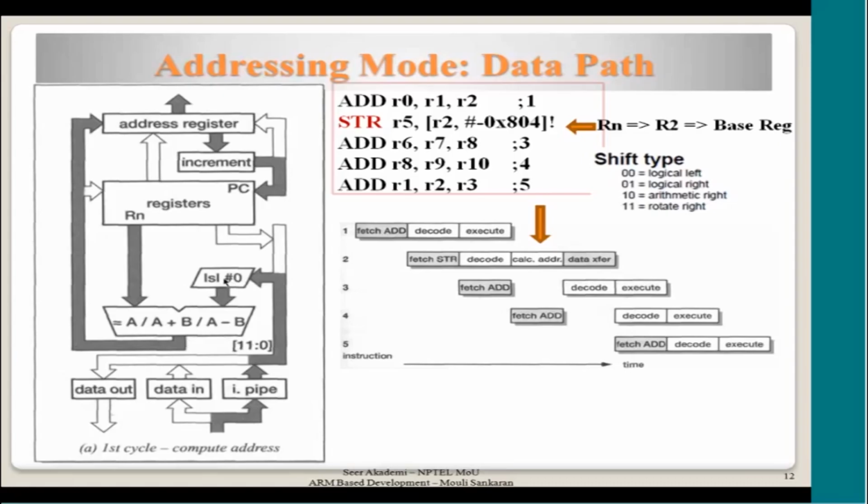Okay, if you recall, only LSL supports this #0. For other operations like logical shift right, arithmetic shift right, or rotate right, if you put 0, it means something different. That is why logical left shift is encoded in the instruction as 00, and it is assumed to be set to 0 by default whenever it sees that no shift or rotate operation is given along with the instruction.